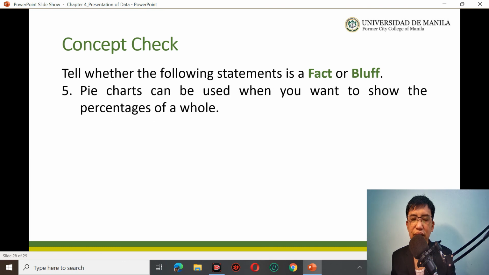And finally, pie charts can be used when you want to show the percentages of a whole. 10 seconds. The correct answer is, it's still a fact. Okay? And if you got it correctly, then you deserve a clap, clap, clap. Yay! You got it perfect. You deserve a cheer. Yay! Tapakan pa natin ang mga sarili ninyo.